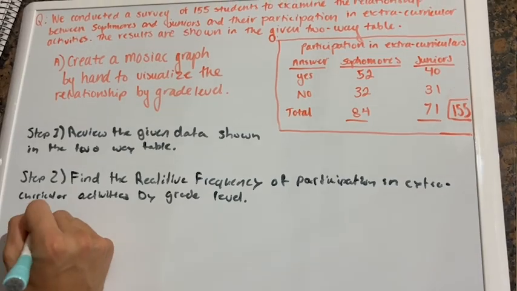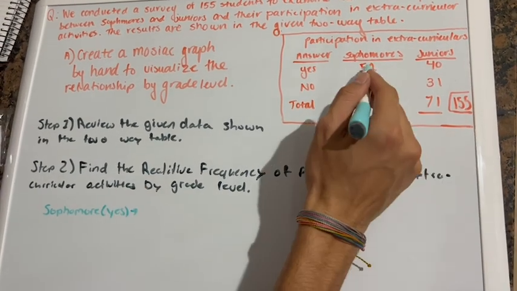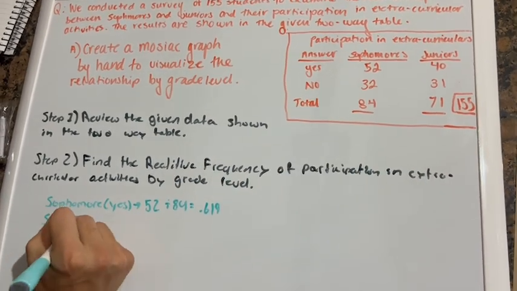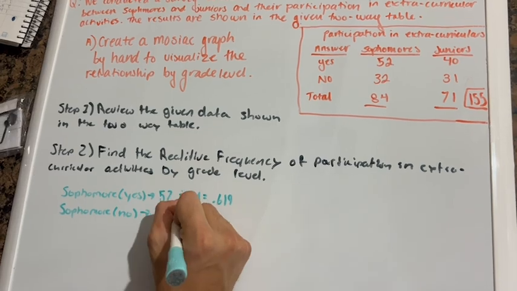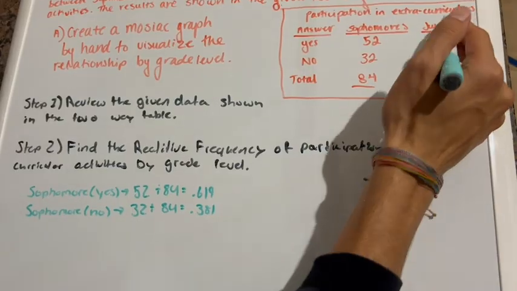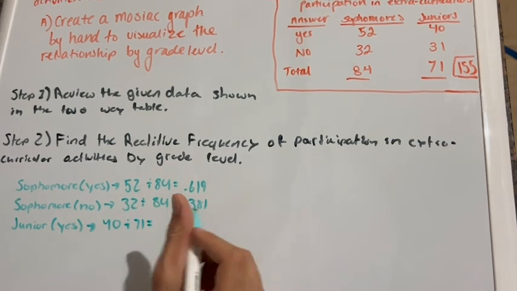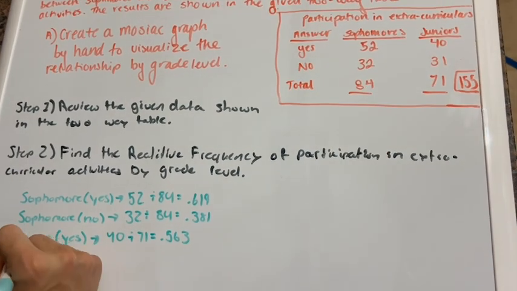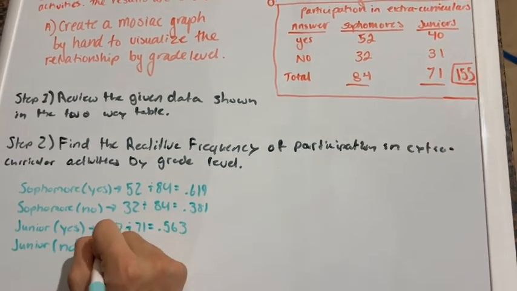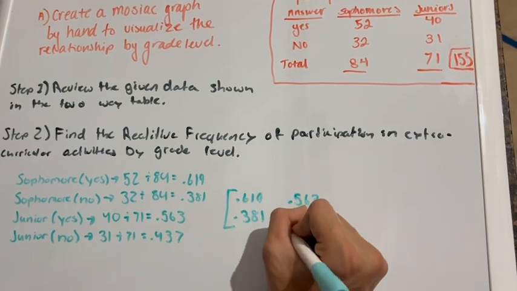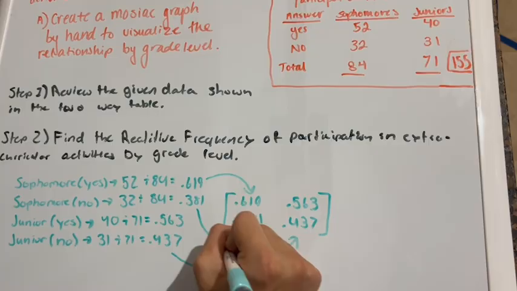Next, let's find the relative frequency of participation in extracurricular activities by grade level. In order to do this, let's take the number of sophomores who said yes, 52, and divide by the total of 84. Next, divide the number of sophomores who said no, 32, by the total of 84. Let's do the same with juniors. The amount of juniors who said yes was 40, so let's divide that by the total of 71. The amount of juniors who said no is 31, so let's divide that by the total of 71 again. Set the relative frequencies up how you would put them in a mosaic graph.